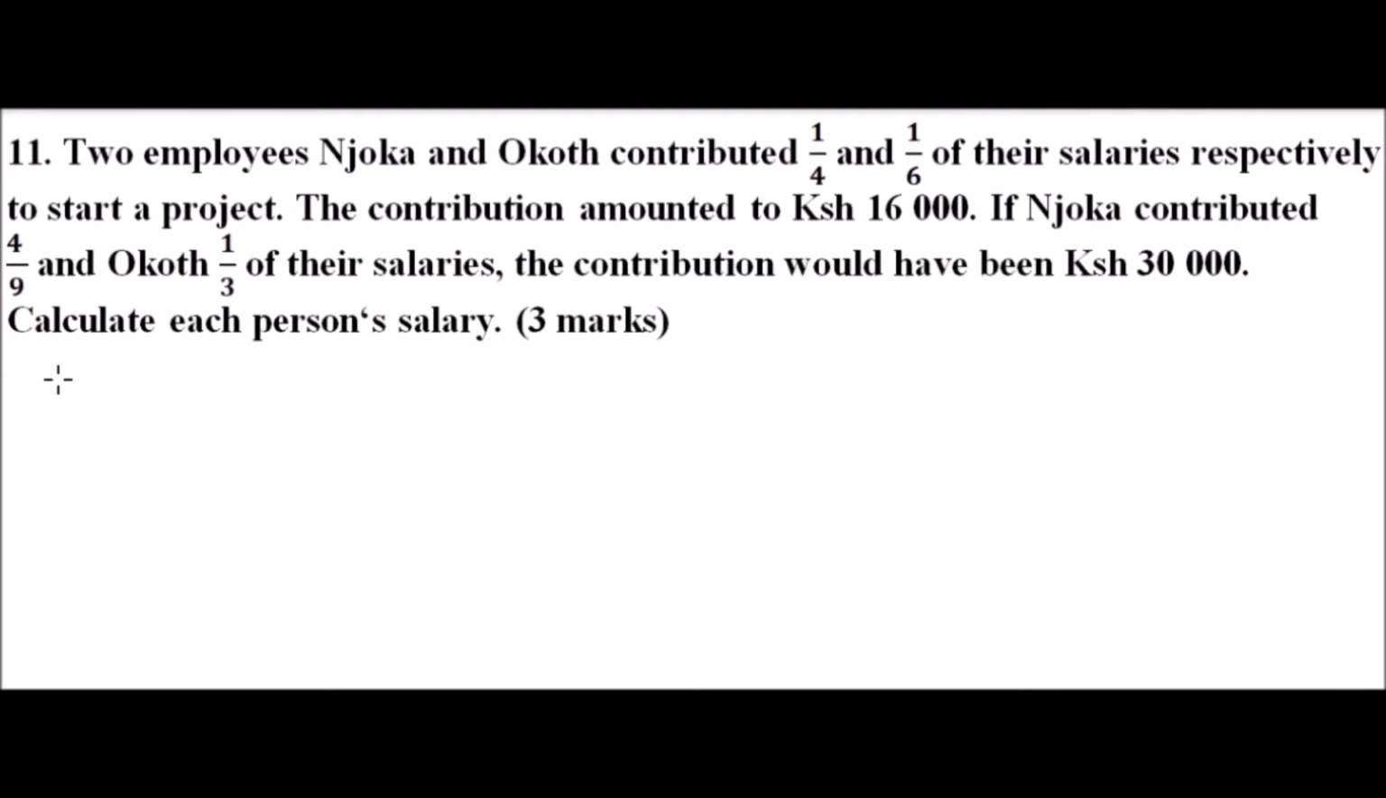So we can do this. This will end up being simultaneous equations because of the 2 conditions that we have been given. So we need to say, okay, let Joker's salary be X, and of course Okoth's salary be Y, and therefore we can write this.